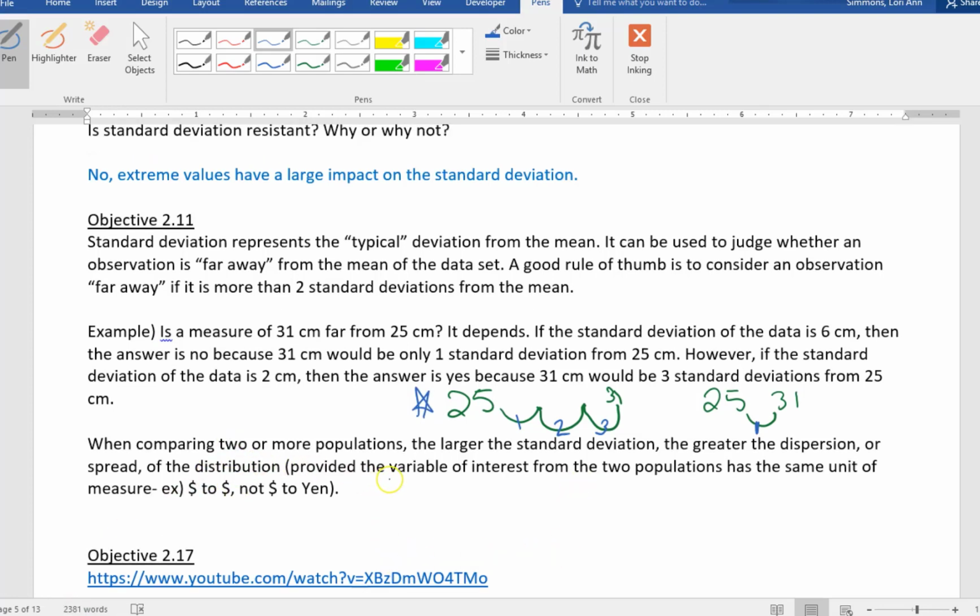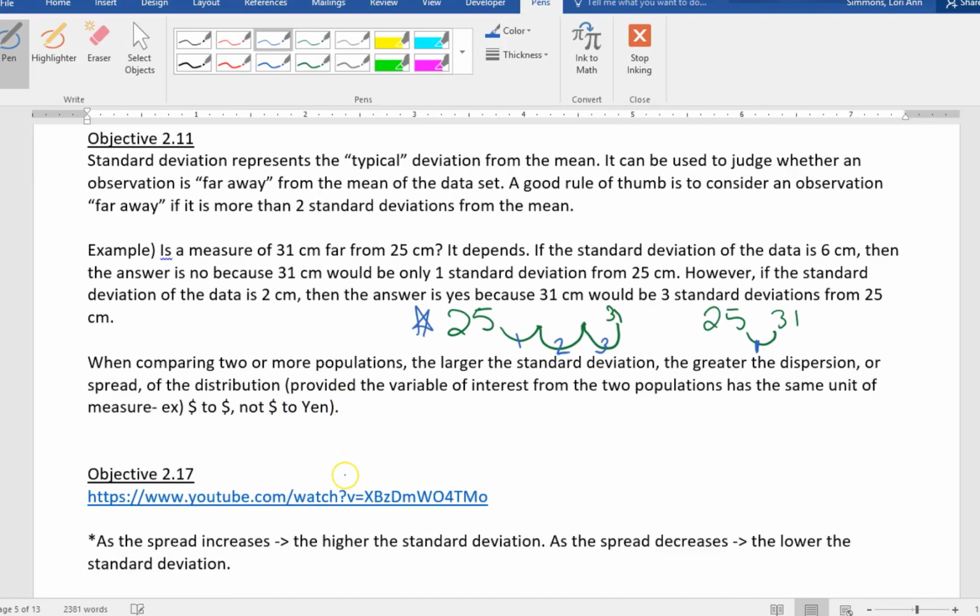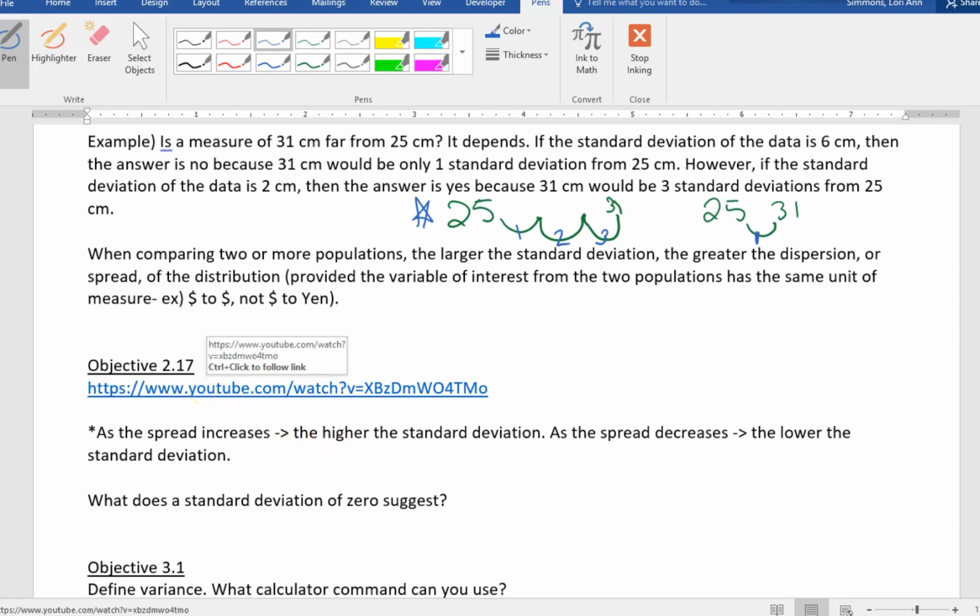When we compare 2 or more populations, the larger the standard deviation, the greater the spread or dispersion of the distribution, provided the variable of interest from the 2 populations have the same unit of measure. So, for example, dollar to dollar and not dollar to yen, or inches to inches, not inches to feet. I would like you to watch this video and then resume this lesson to get a better idea. As the spread increases, the higher the standard deviation. As the spread decreases, the lower the standard deviation.